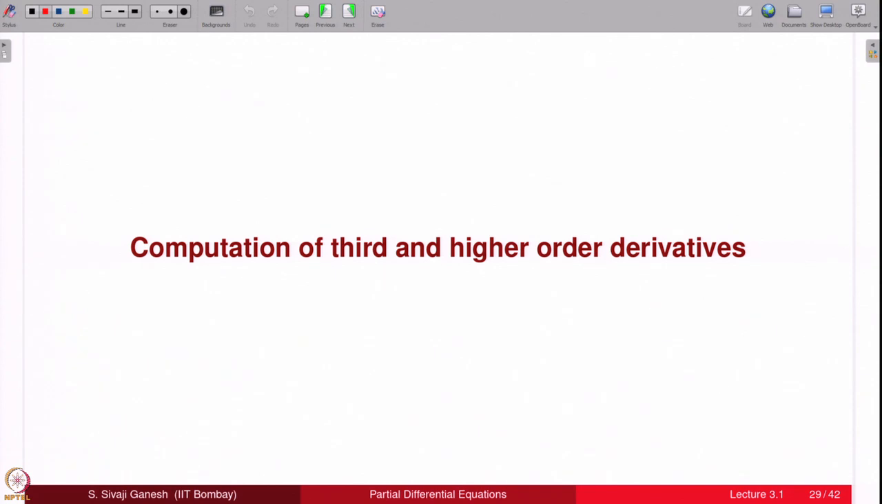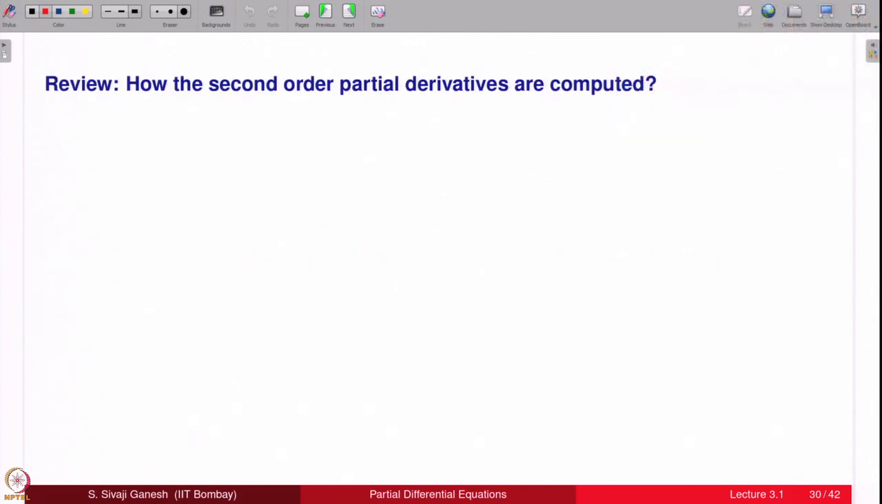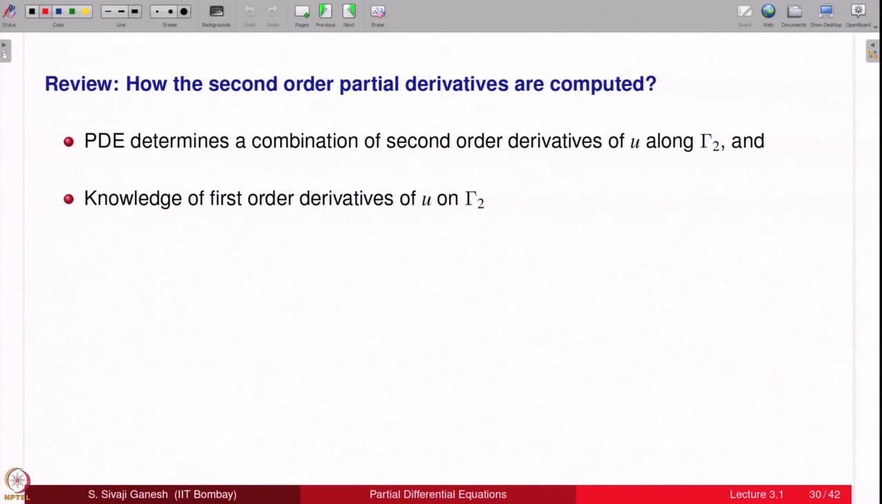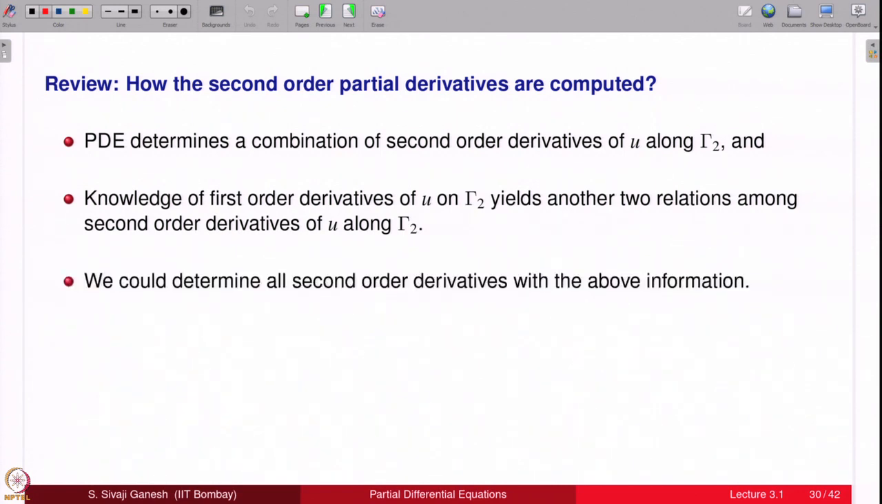Now, let us go to the computation of third and higher order derivatives. How are the second order partial derivatives computed? The PDE determines a combination of second order derivatives of u along gamma 2. Second thing is, knowledge of first order derivatives of u on gamma 2 yields another two relations when we differentiate that with respect to s. So, that is how we got the three equations, and we could get all the three second order partial derivatives.